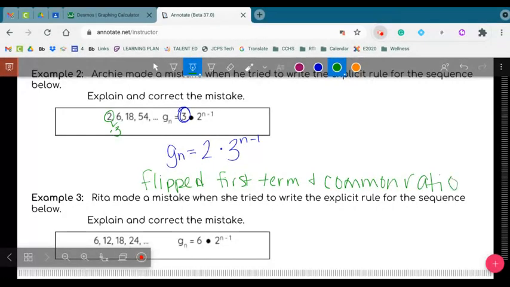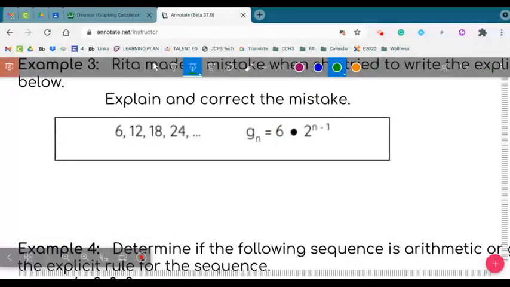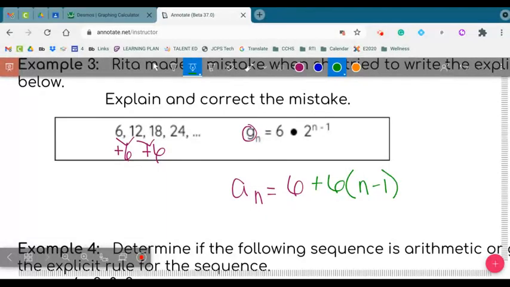Okay, next one, it says Rita made a mistake when she tried to write the explicit rule for the sequence below. Explain and correct the mistake. So we go from 6 to 12 to 18 to 24. So we can clearly see that we're adding by 6 each time. Well, first thing you should know is that this is arithmetic. So she did the geometric rule versus the arithmetic rule. So we're going to write the arithmetic rule, which is a sub n equals our first term, which is 6, plus our common difference, which is plus 6, and then our parentheses n minus 1. So she just wrote the wrong rule.